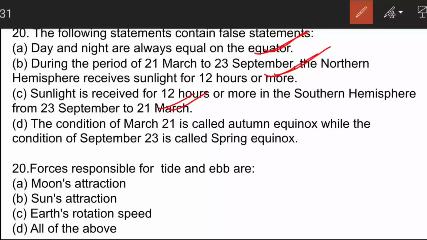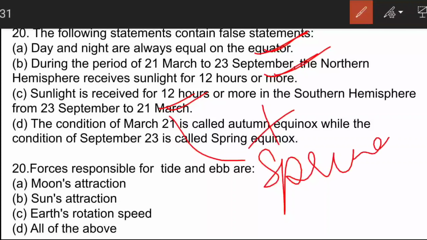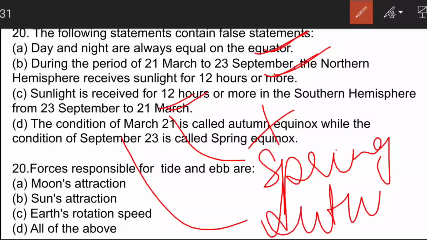Correct. The condition of 21st March is called autumn equinox, while the condition of September 23rd is known as spring equinox. This is wrong. March 21st is called spring equinox and September 23rd is known as autumn equinox. So let's see the next question.